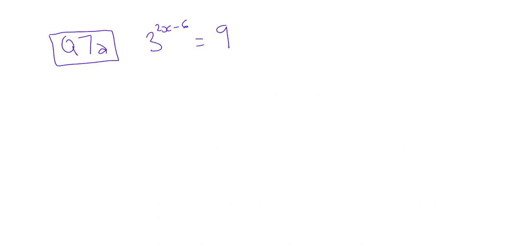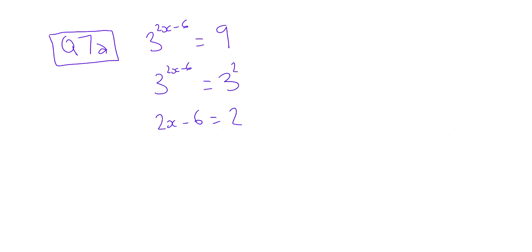We looked at one of these today, and the thing is, at the moment, the bases don't match. We need these bases to match before we can do anything here. So I'm just going to rewrite this, and I'm going to rewrite 9 as 3 to the power of something. Hopefully you can tell that 3 squared is 9. So once the bases match, I can just ignore them and say that the powers are equal to each other. So 2x minus 6 is equal to 2, because these two numbers must equal each other. This is 9, so this must be 9.